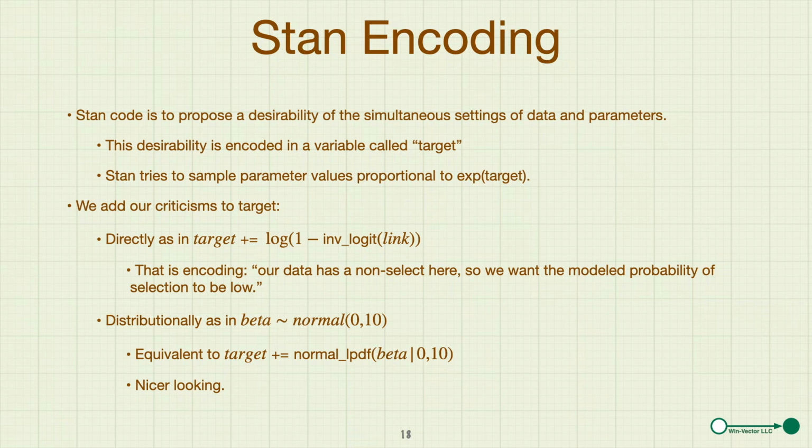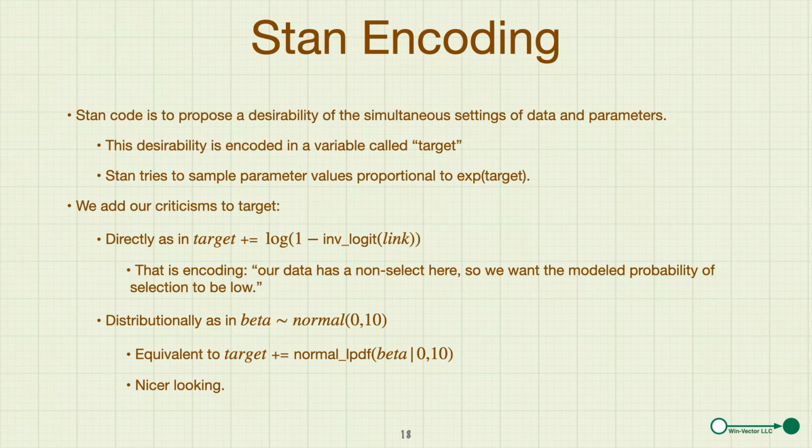Like our first line here says, target plus equals log 1 minus inv_logit of link. This is encoding the log probability of something not being selected. Inverse logit of link is the probability of it happening. 1 minus it is the probability of it not happening. Log probability of it not happening. Target is essentially in log units, so we want to transfer to log before that.